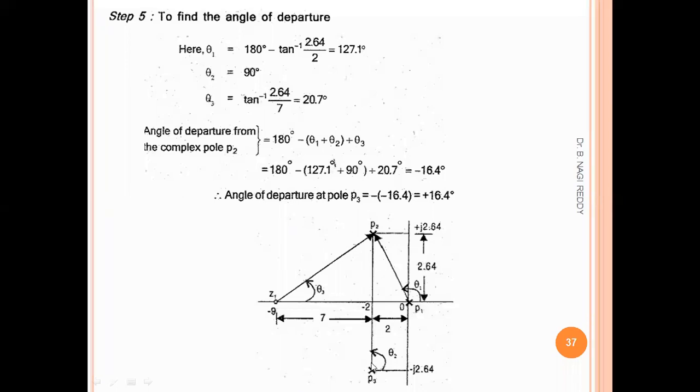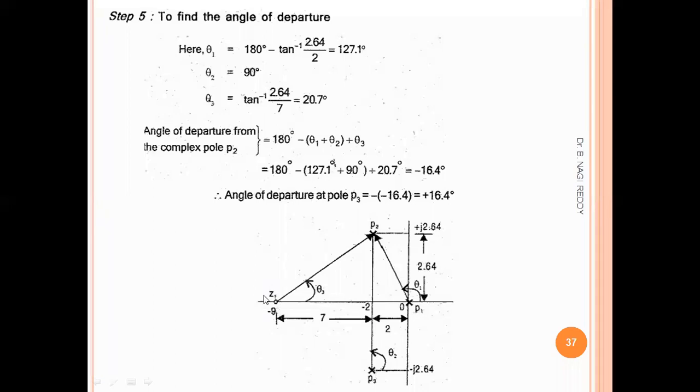So P3. At P3 you can see this P3 is the mirror image of P2. That means if you draw a straight line, this angle will be theta 2. What is this theta 2? Theta 2 is the angle between P2 and P3, which is 90 degrees, because these two are mirror images, so we can draw a straight line and we will get theta 2 as 90. So we have used all the poles.